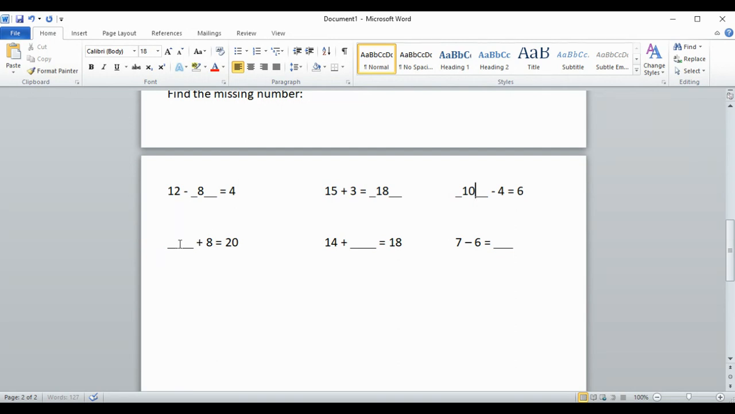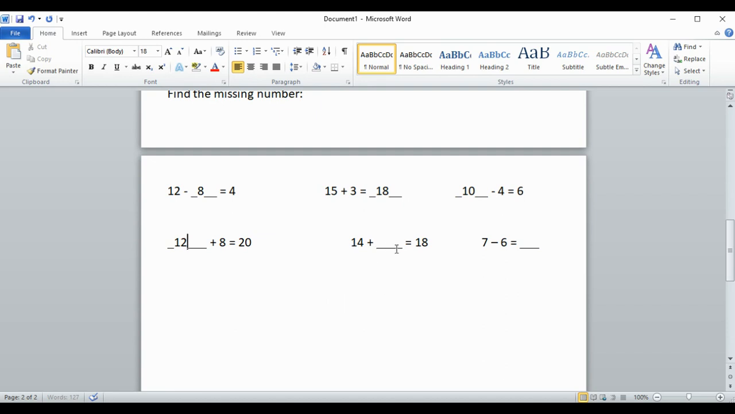Now we have blank plus 8 equals 20. If I start with 8, what do I have to add to it to get 20? So here you can say, what is 20 minus 8? 20 minus 8 is 12. Okay, so notice over here when we had subtraction, we added these two to get the front number. When we have addition, we subtract to get the front number. All right, you can also use a number line and count up or count back.